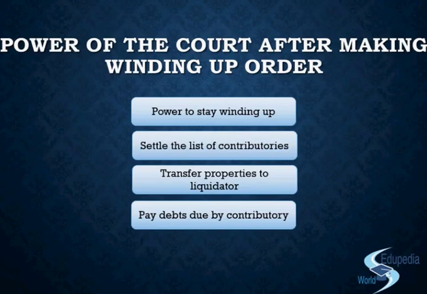Got the point? So the four powers that we have seen: the first is the power to stay the winding up, because that is what the court has always wanted. Anybody, the liquidator, contributory or the creditor, can file an application and the court is happy to stay the winding up. Second, if the winding up is not stayed and continues, the first thing they'll do is prepare the list of contributories, the people who will give the money.